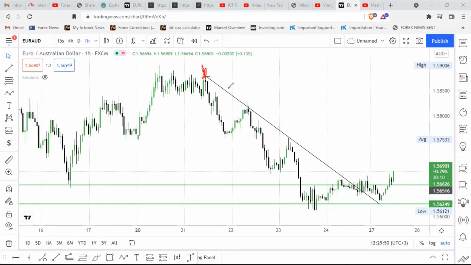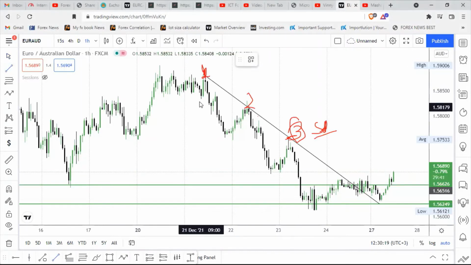Then on the second touch, you have now found a place where you can plot areas where you want your trend line to be. So this is on the second touch. And on the third touch, you can see the price hit it and it went down. So you could sell here. You could be a seller here.